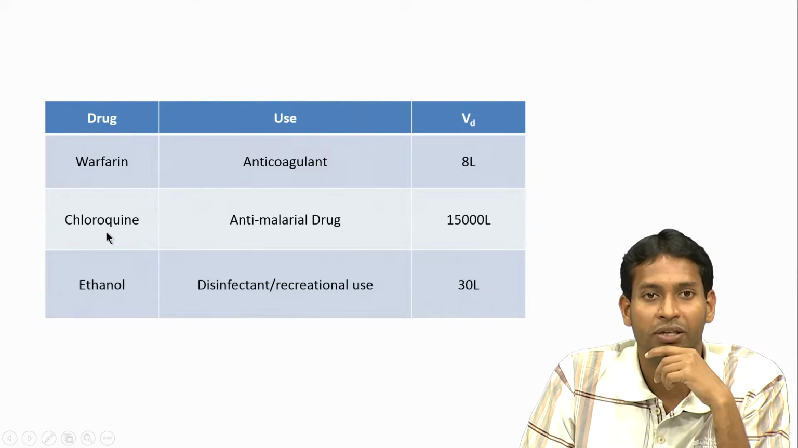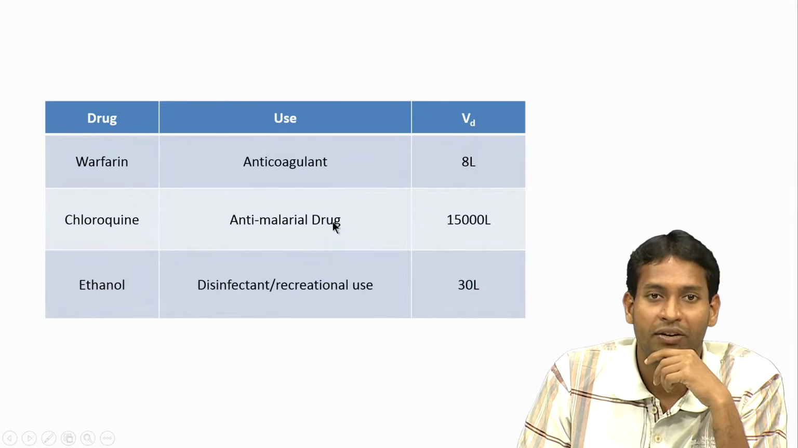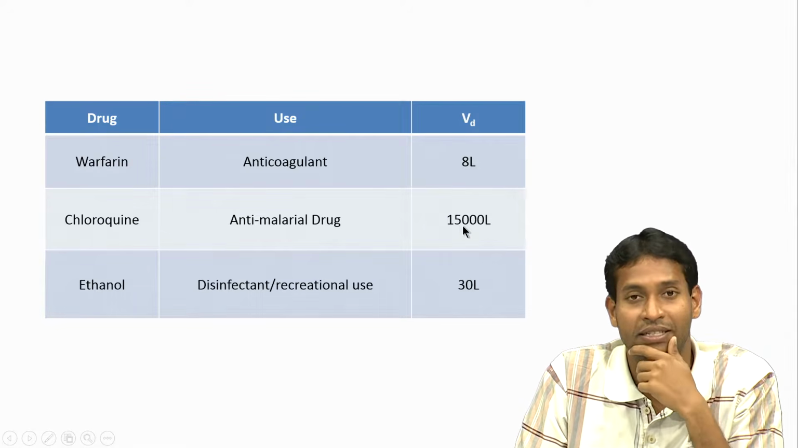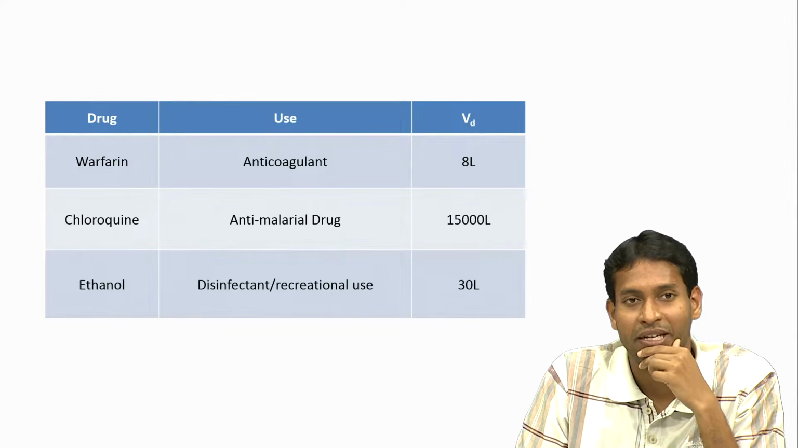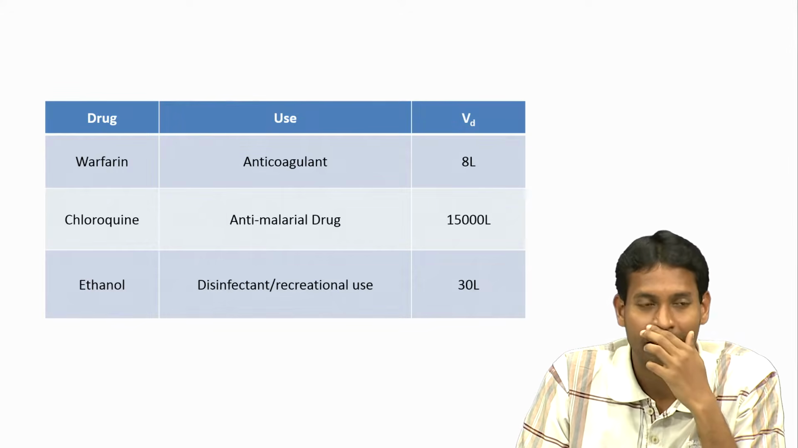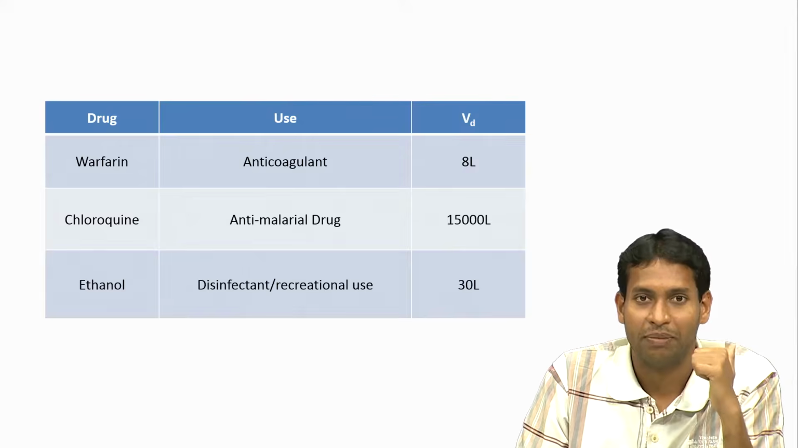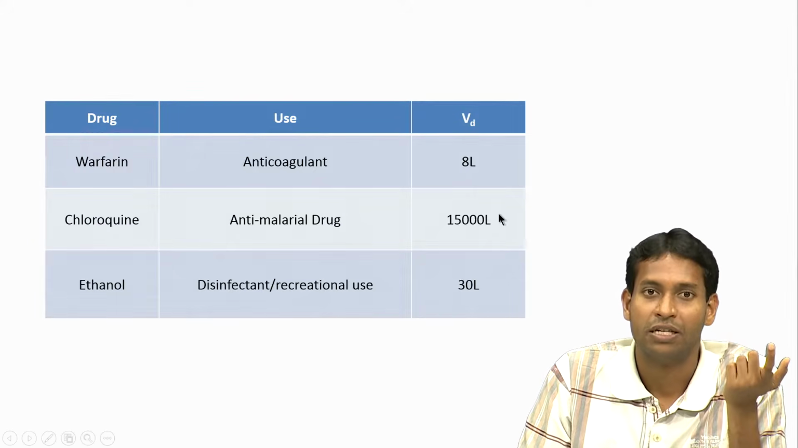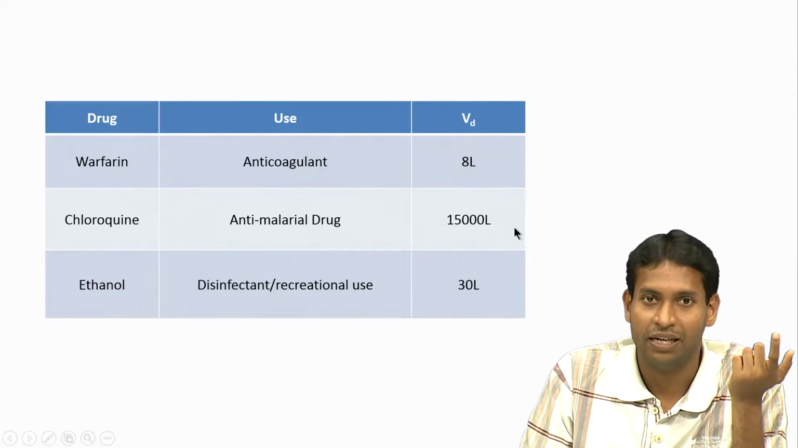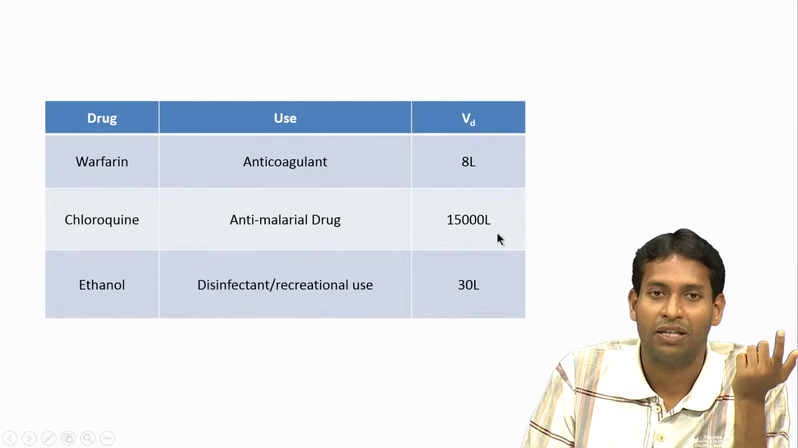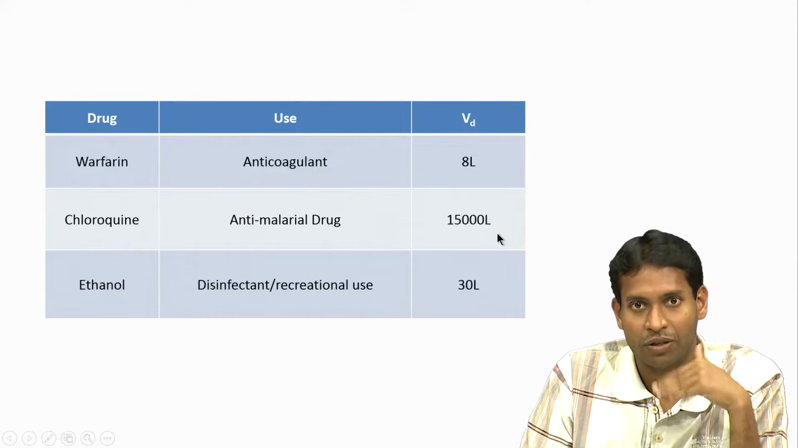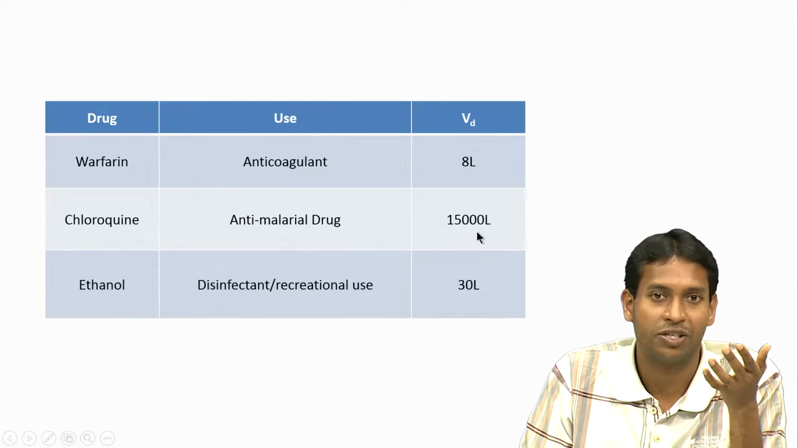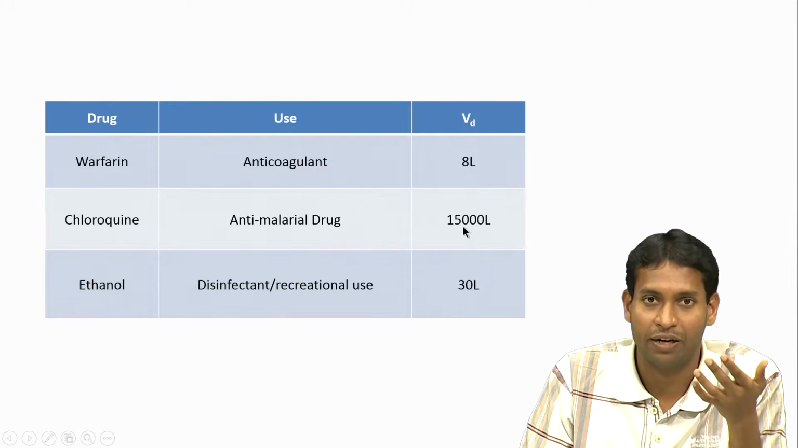Let us talk about chloroquine. This is an anti-malarial drug and has a VD of 15,000 liters. So what does that mean? That means that it is distributed quite a lot. If we go back to the formula, it is the amount of the drug divided by the concentration in the plasma. If this is very high, the concentration in the plasma has to be very low to get this value, because this is not the volume of our body.